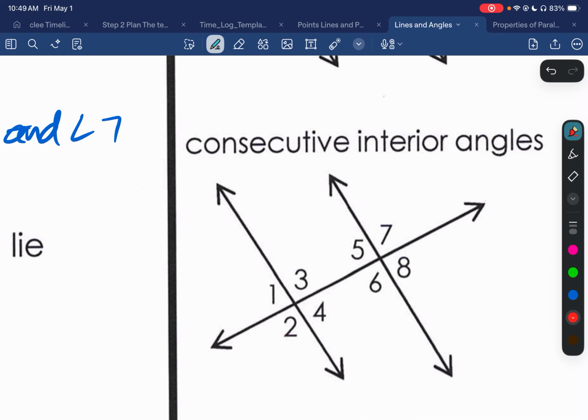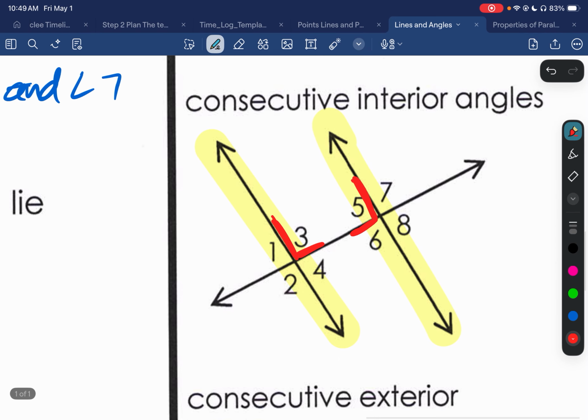Consecutive interior angles. Consecutive means same side. Interior means inside your parallel lines. Those are my parallel lines, same side of your parallel lines. That means this angle right here and this angle right here are my consecutive interior. Or you got this one right here and this one right here. Again, if I'm going too fast, go ahead and hit the pause button, copy it down, then hit the play.